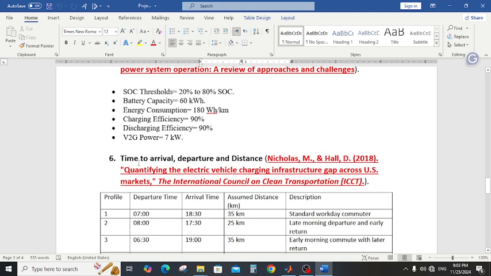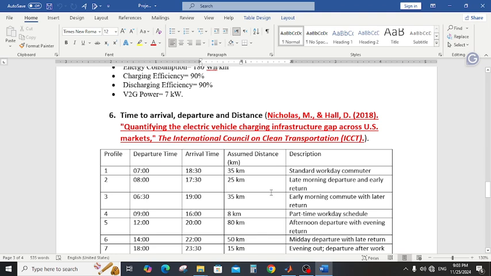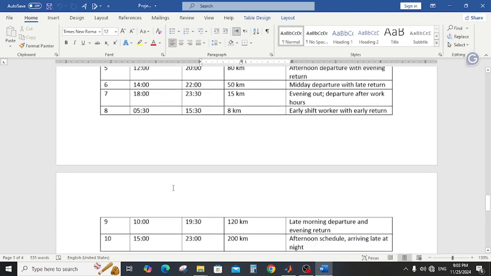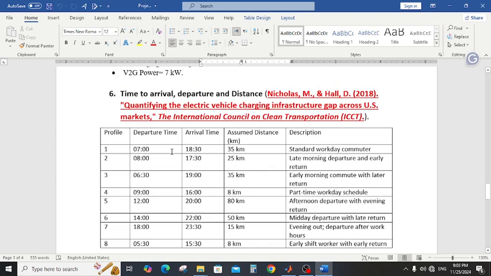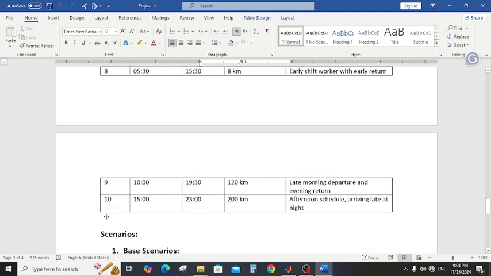And the next one is the arrival time, departure time, and distance. As you mentioned before, we divided into 10 profiles, and this is taken from this reference. This is the schedule table. It contains the departure time, the arrival time, and the assumed distance for all the types of profiles or types of customers.